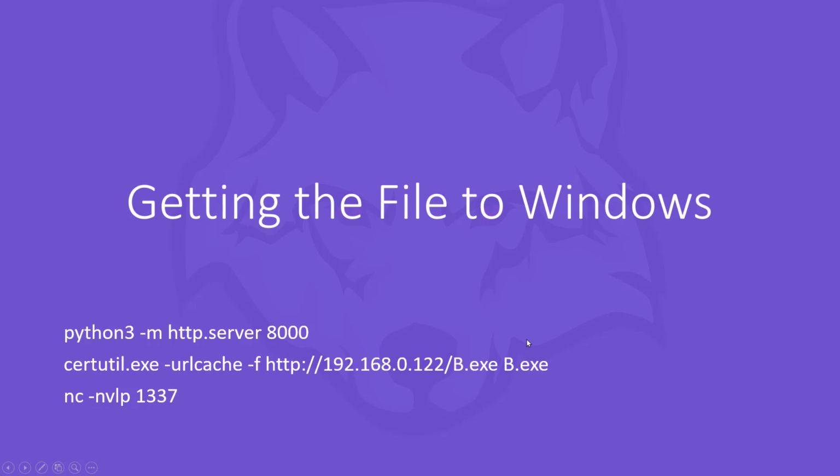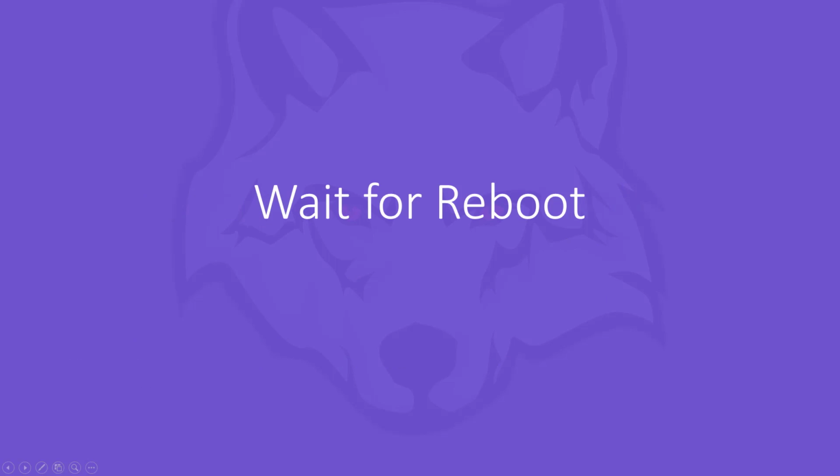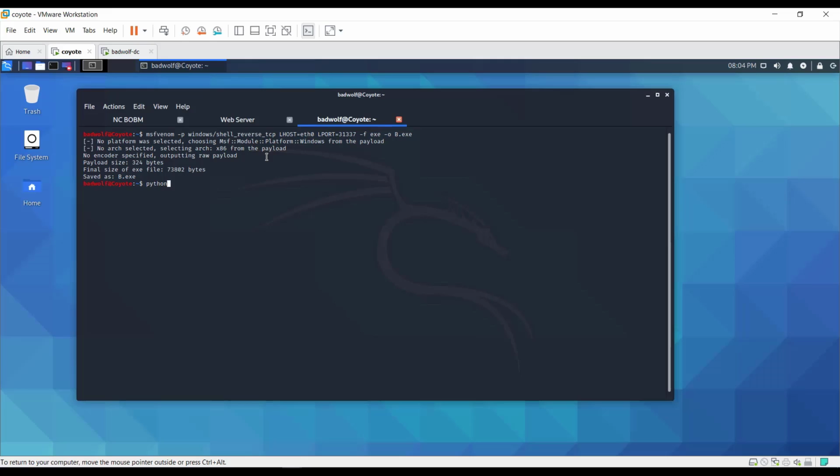So then after we've got all that done and on the machine, then we can just set up another netcat session with the proper port. Again, we're going to use 31337 instead of 1337. And after we've done that, all we have to do is wait for a reboot. So let's watch that in action.